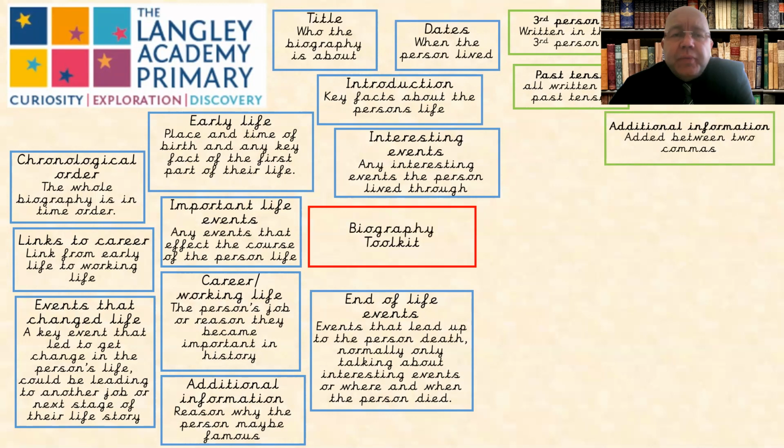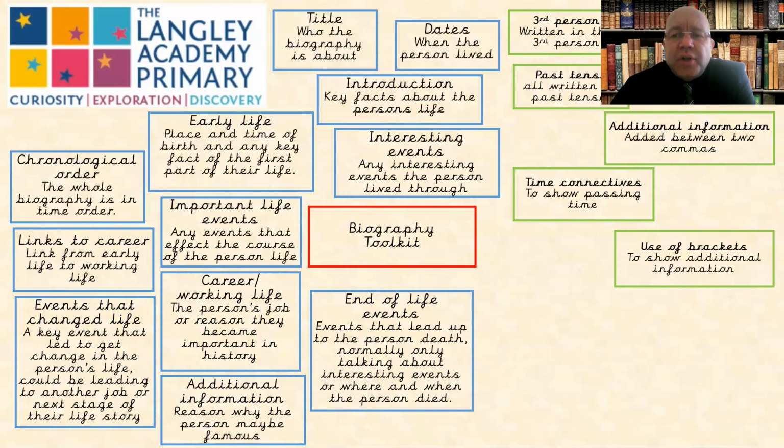Additional information. Remember, there are three ways of adding additional information, three ways of adding parenthesis. The first one is between two commas. So if you want to add a little extra information to a sentence, slot it in between a couple of commas. Time connectives: starting paragraphs with time connectives to show that time has moved on. Indicate a new year, a new decade, a new stage of that person's life.